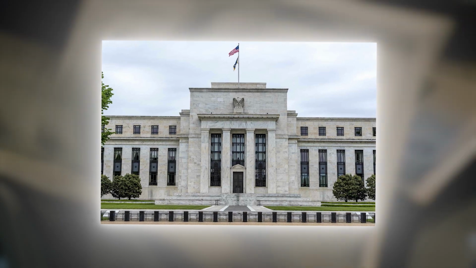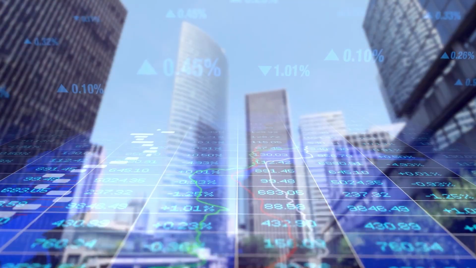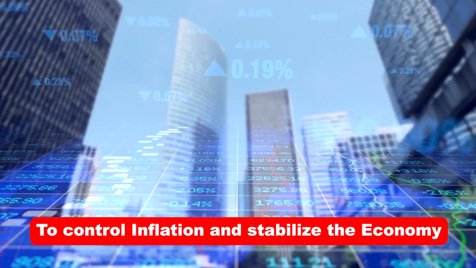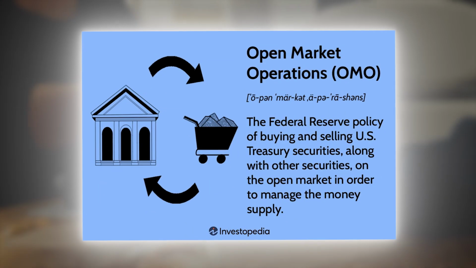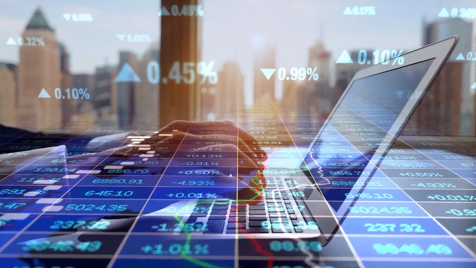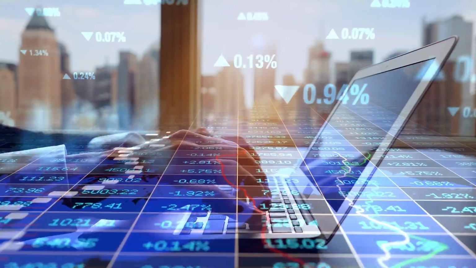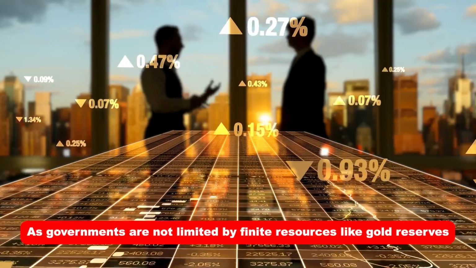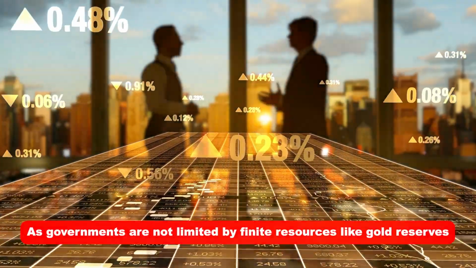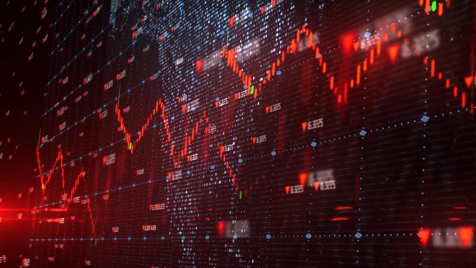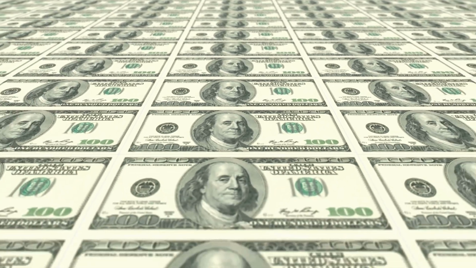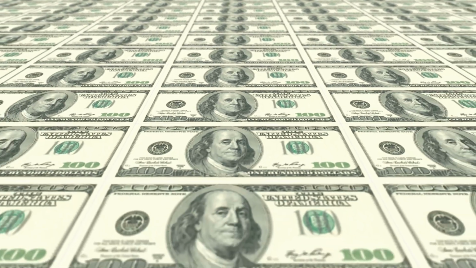Central banks, such as the Federal Reserve in the U.S., play a crucial role in managing fiat currency by setting interest rates and using monetary policy to control inflation and stabilize the economy. They use tools like open market operations, adjusting interest rates and setting reserve requirements to keep the economy balanced. This adaptability in policy fosters economic growth, as governments are not limited by finite resources like gold reserves. They can focus on responding to dynamic economic conditions, issuing more currency when necessary to fuel investment and growth, or tightening supply to curb inflationary pressures.